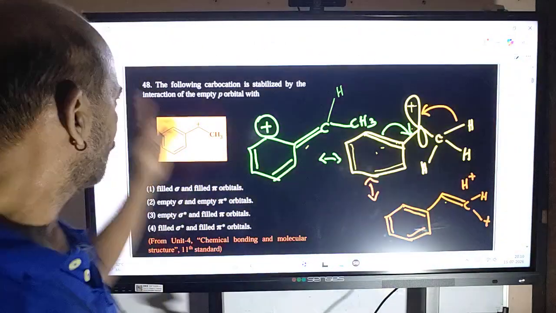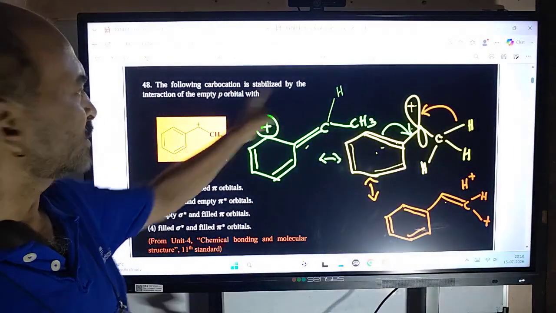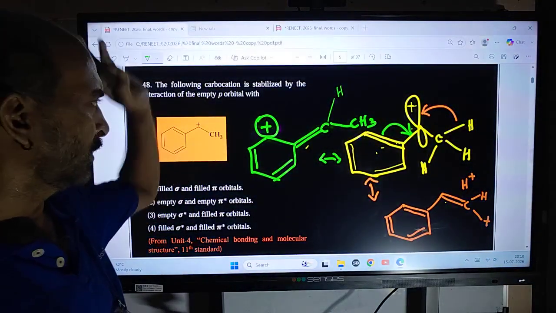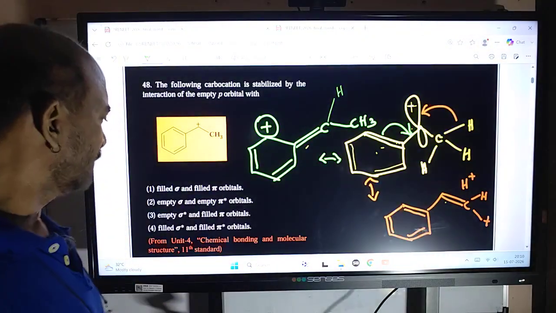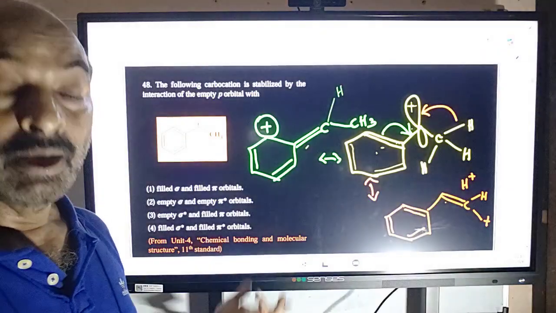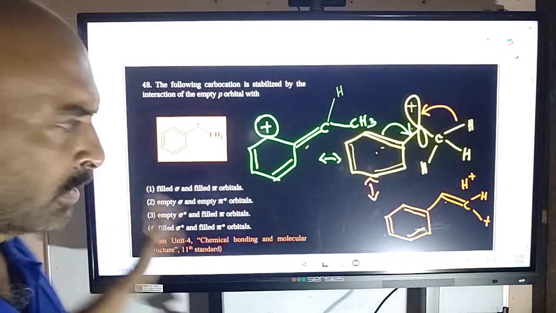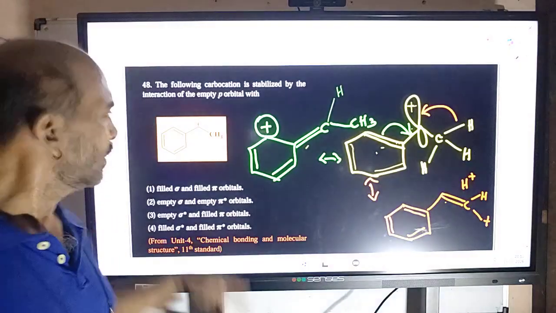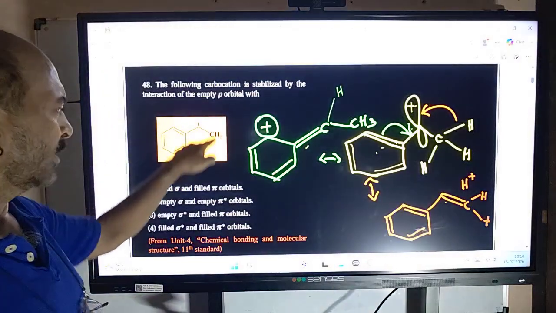Hi, the next question, number 48. The following carbocation is stabilized by the interaction of the empty p orbital with... That's the question. This question can be said to be either from chemical bonding and molecular structure or from basic principles of organic chemistry. It includes ideas from both chapters. See, this is the structure they have given.